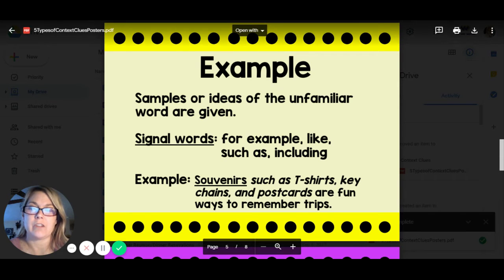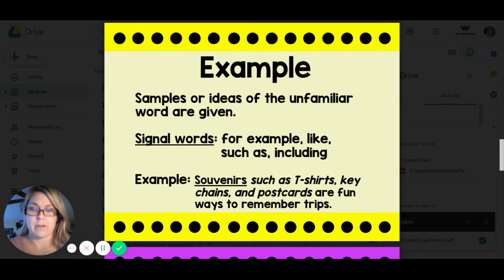T-shirts, keychains, and postcards are fun ways to remember trips. So if I was a student or teacher or anyone reading, and I saw this word and I didn't know it, I don't have any picture in my brain of what that word is because I don't know what that word is. And if I tried to stretch it out, it doesn't really follow all of the rules. So I may have said it wrong, so it doesn't sound familiar to me.